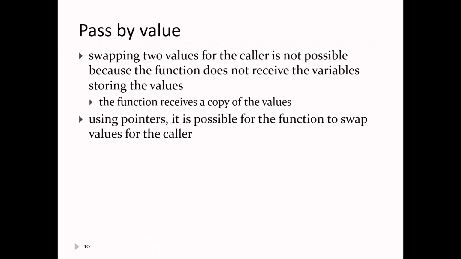Okay, so swapping the two values for the caller is not possible because the function never actually receives the variables that the caller has, right? It gets the values of the variables that the caller has. That's why it's called pass by value. If you use pointers, though, you can in fact arrange it so that the caller now sees the switched values.